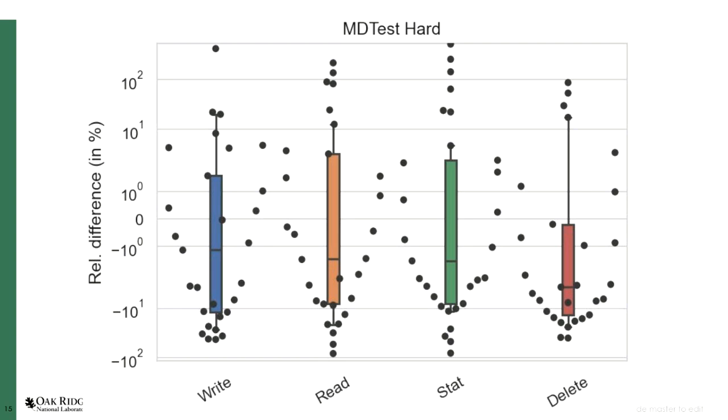As I said, minus 100% means the bus is faster, plus means that the application is faster. So there's no specific pattern where everything is worse or everything is better. So some variation happens.